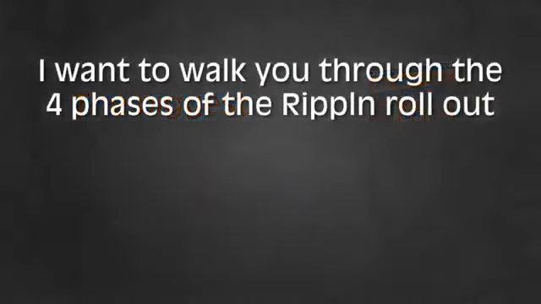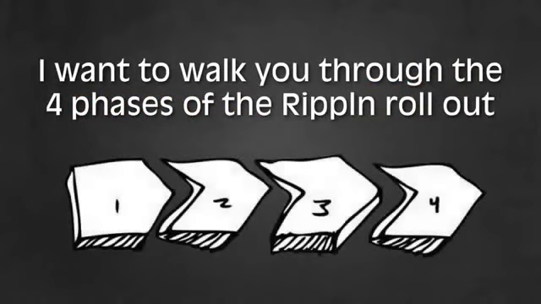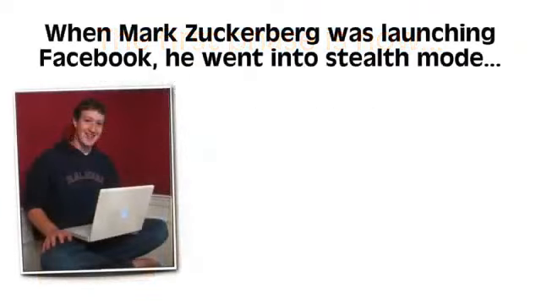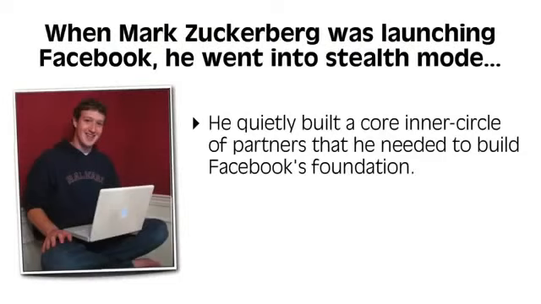Now, I want to walk you through the 4 phases of the Rippln rollout. The first phase is now. We're calling this the NDA phase. Right now we're in stealth mode. When Mark Zuckerberg was launching Facebook, he went into stealth mode. He quietly built a core inner circle of partners that he needed to build Facebook's foundation.